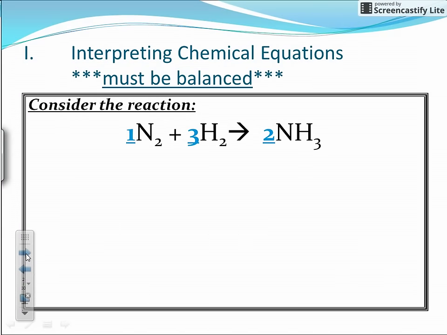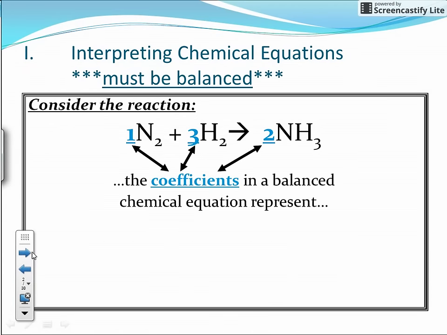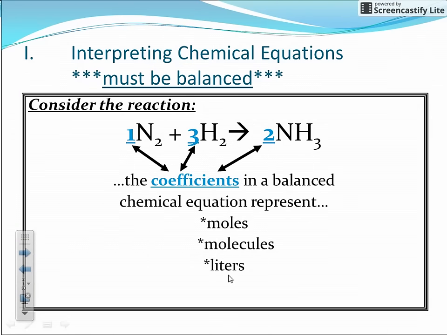mean, or can be interpreted, in three different ways. So let's talk about what the coefficients represent. You could interpret the coefficients as moles of the products and reactants. You could interpret the coefficients as molecules, or you could even interpret the coefficients as liters of your products and your reactants. The conversion factor we're going to learn about today involves these coefficients.